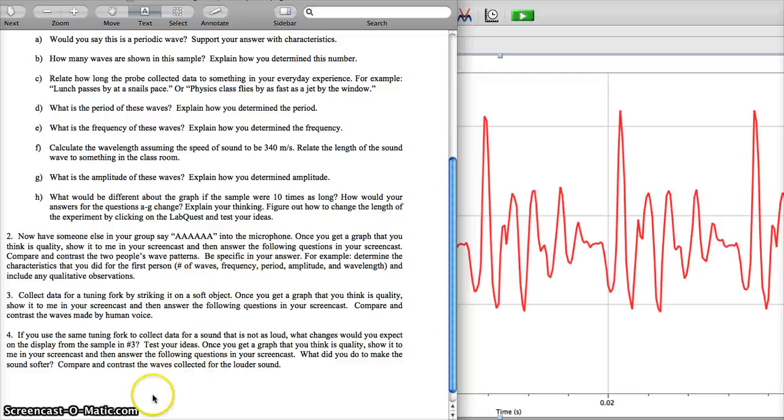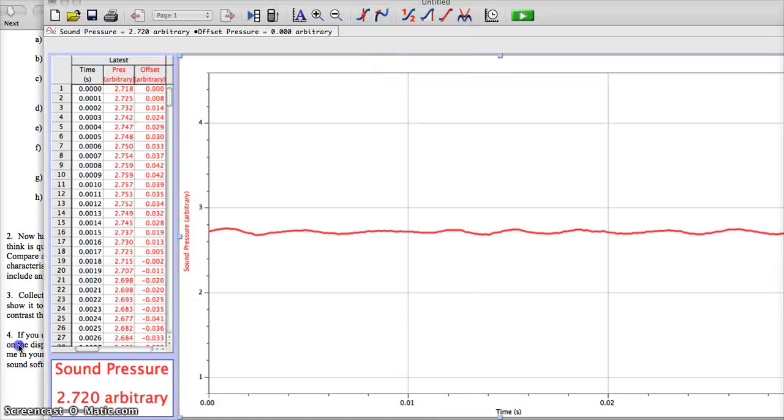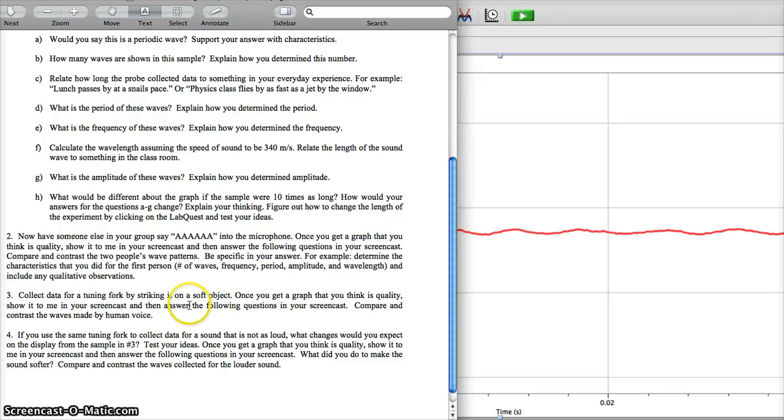And now we're going to do the tuning fork. How do we collect data with a tuning fork and a soft object? Once you get the graph, show it to me on the screen and follow the app.